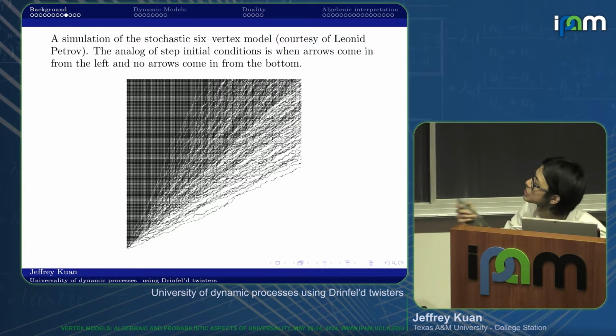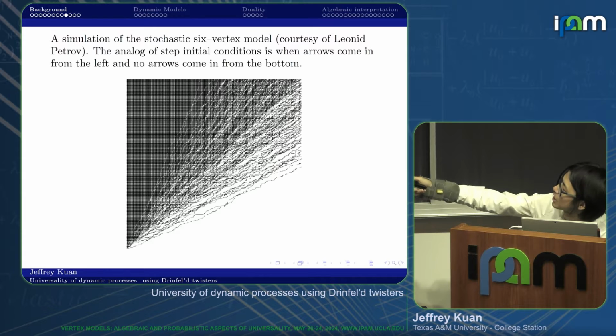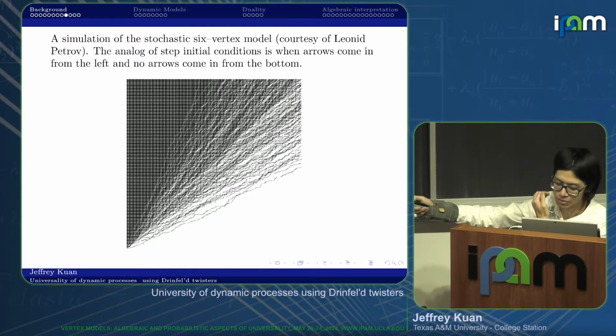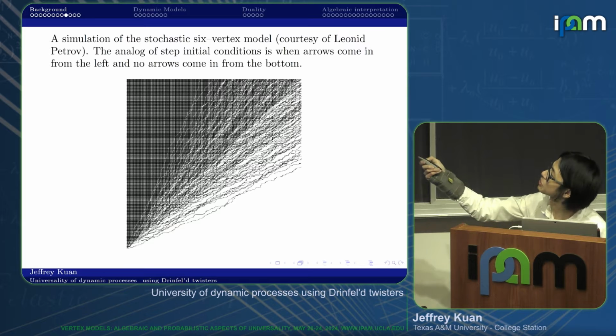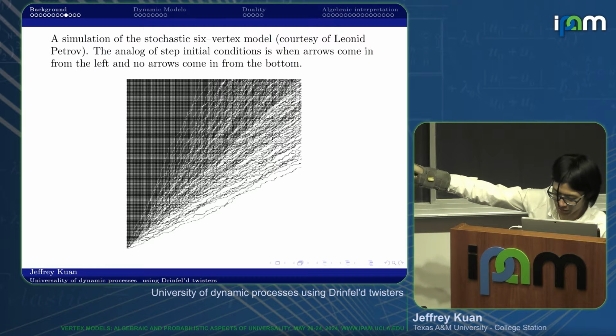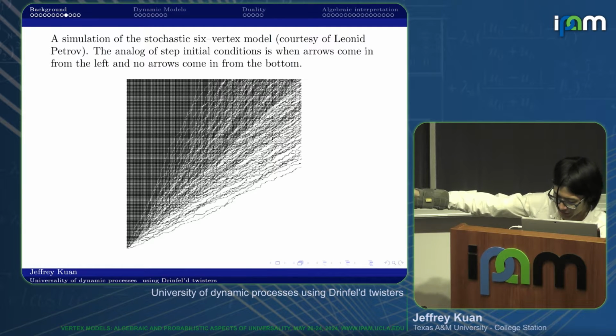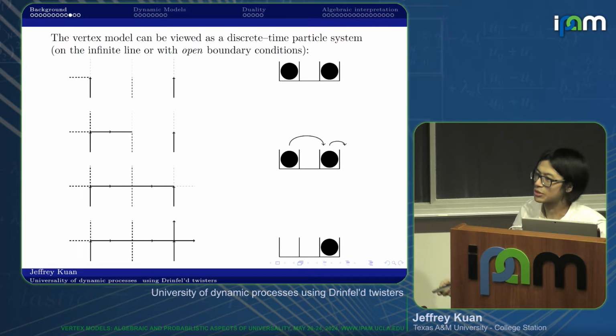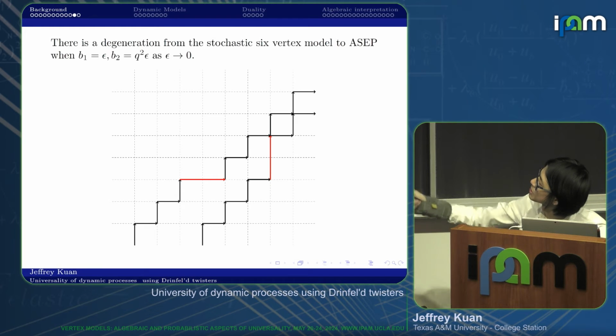Here, step initial conditions mean that particles come in from the left, but no particles come in from the bottom. Pramit already discussed this on Tuesday, and I'm pretty sure we stole the same image from Leo. So there's a densely packed region here on the left and an empty region on the right. In between, there's some randomness, and a priori, it might be hard to guess what the randomness is. But as you know from Leo's talk, there's a degeneration to the asymmetric simple exclusion process, which is basically this slide.